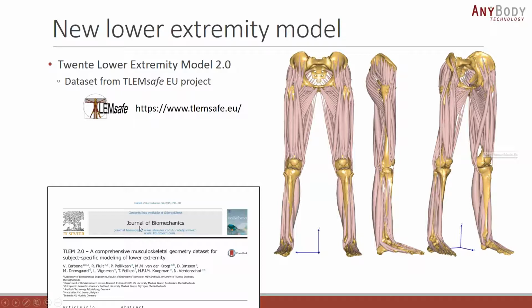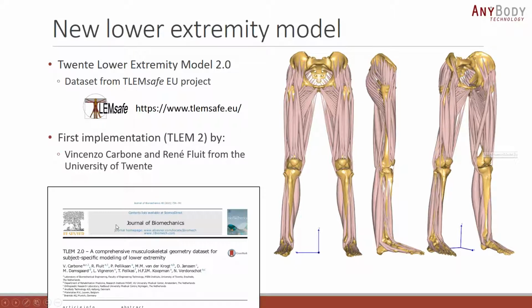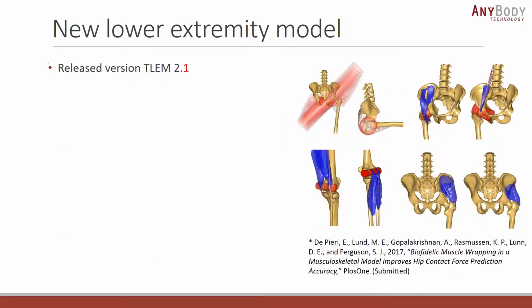The first implementation of this data set was done also by the two authors of this paper, Vincenzo Carbone and René Floyd from the University of Twente. This was done a few years ago, and the model was used in the TLM project. What we are releasing here today is an updated version of this model. We call it TLM 2.1. And we update the version number here to indicate that we have changed stuff compared to the original implementation.